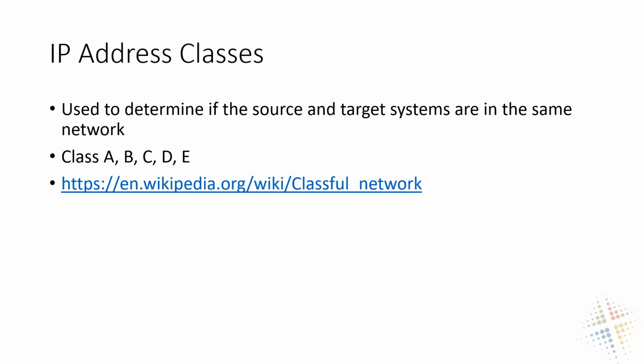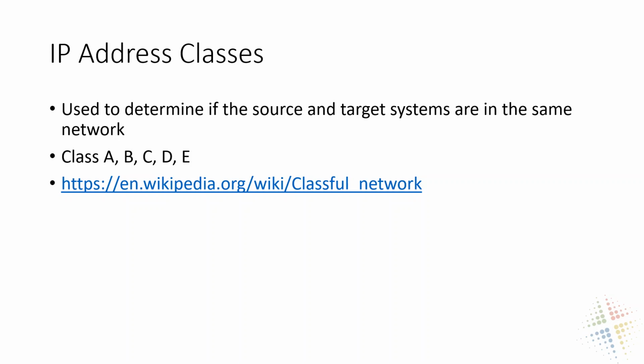So a little bit more information about IP address classes. Classes in IP addressing are used to help determine if a source and target system are on the same network or not. It's a way to determine, should this stay within my network in my company, or should it go out onto the internet and go to somebody else's company?